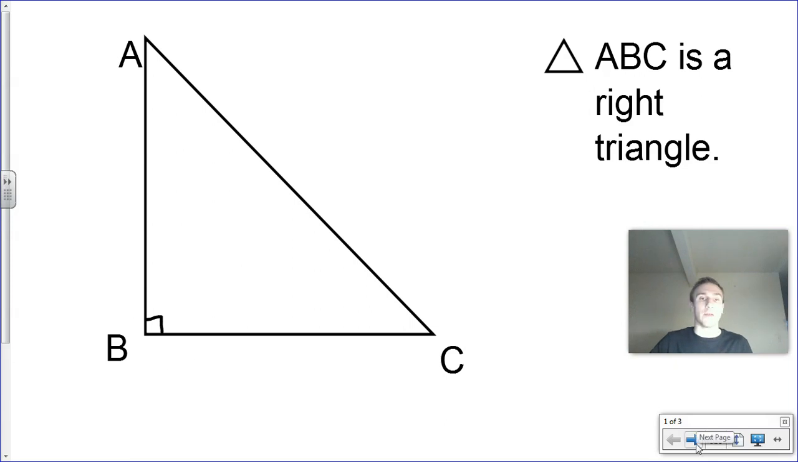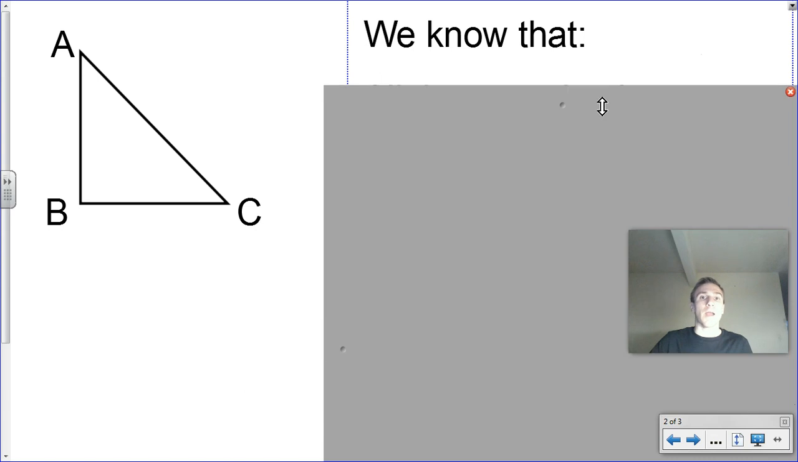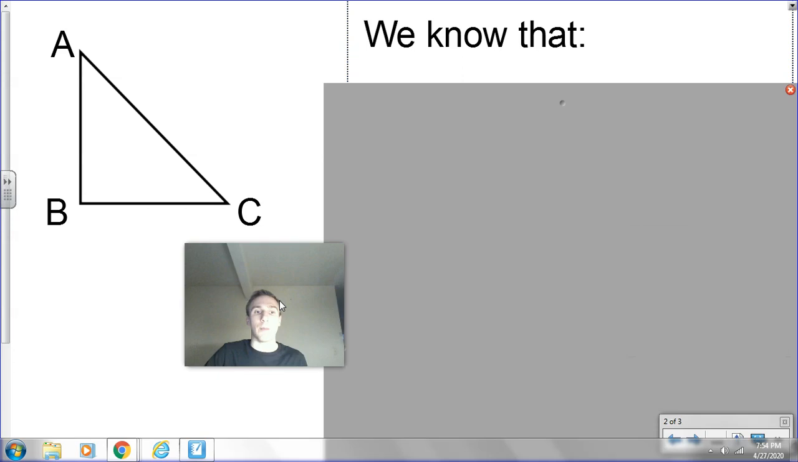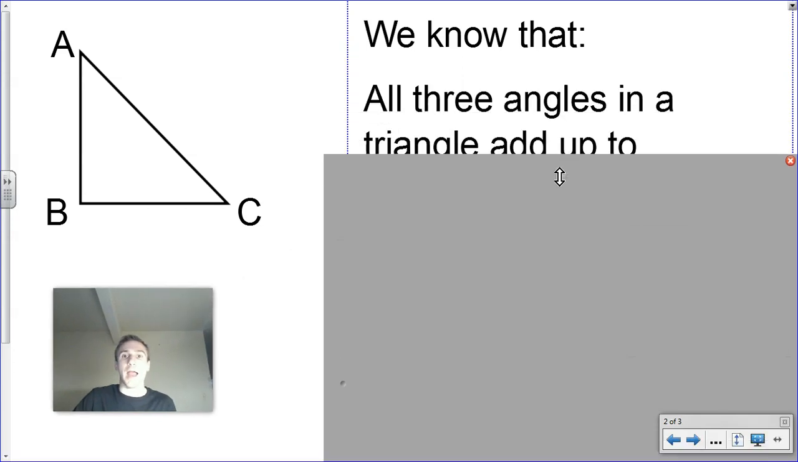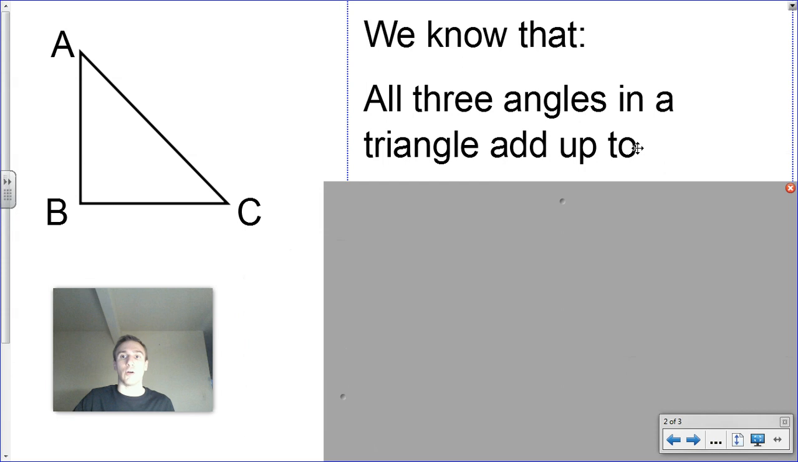What I've done is I've drawn that same triangle over here, and we'll take a look at these notes underneath and walk through them. So in triangle ABC, we know that angle B is the right angle. And some things that we already know about triangles: all 3 angles in a triangle add up to a certain number of degrees, and that's 180 degrees. So the measure of angle A plus the measure of angle B plus the measure of angle C all add up to 180 degrees.